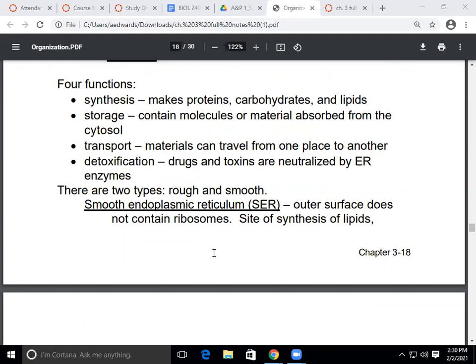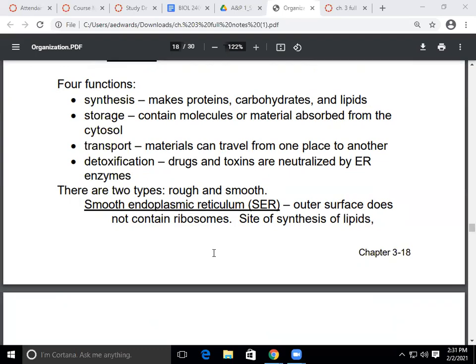So then they can transport things, move materials from one place to another, and they do that through vesicles, and they can be involved in detoxification. Okay, so you can neutralize things like toxins and drugs, all right, through enzymes in the endoplasmic reticulum. Two types of endoplasmic reticulum: you have the rough ER and the smooth ER. We'll start with the smooth. Smooth ER, or SER, there are no ribosomes on the surface, so it has a smooth surface, right?